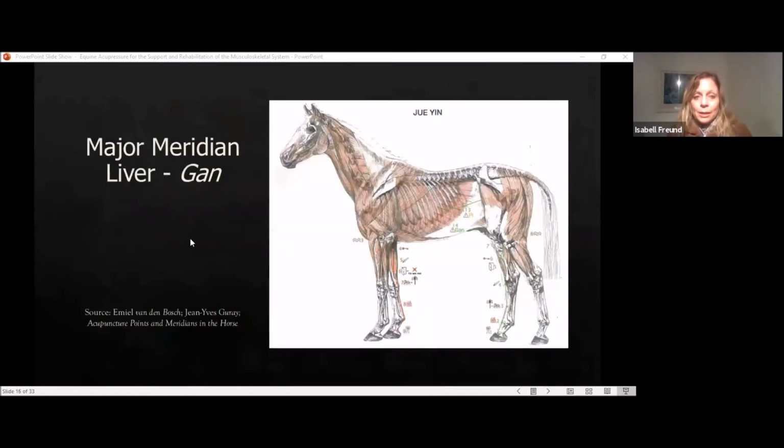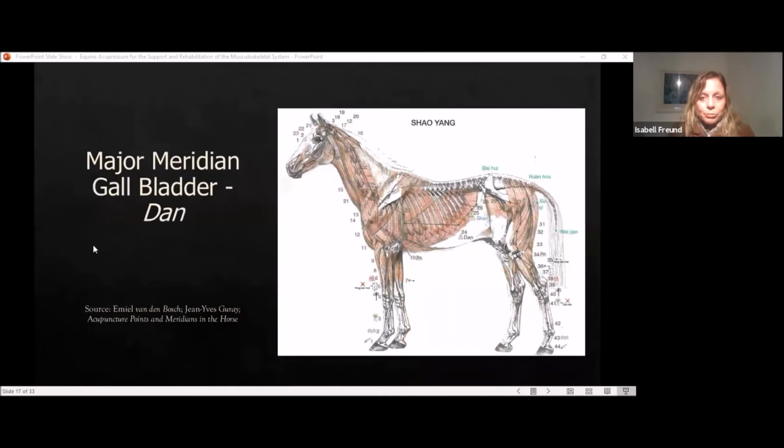And here we have the liver meridian. It also starts on the hind limb, medial, but craniomedial, and it runs up here, turns inward, and then comes here and ends here with liver 14. Then the one for the gallbladder.